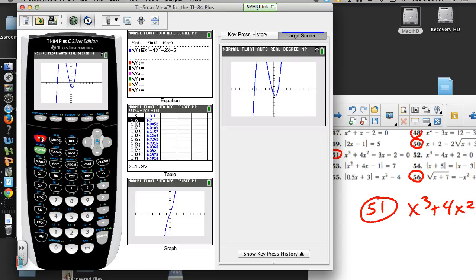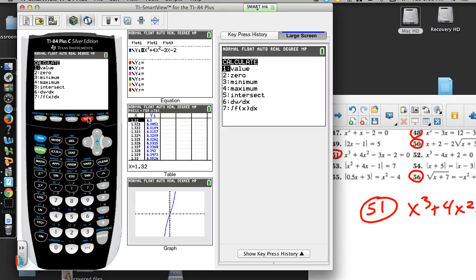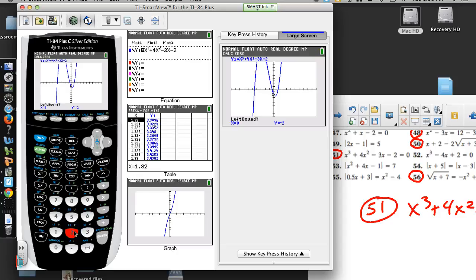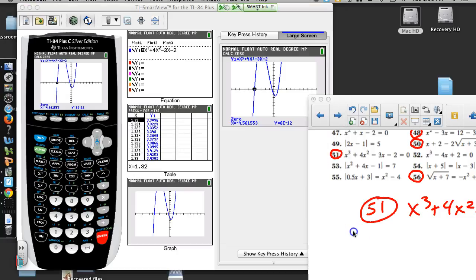So second, trace, and number 2, zeros. We need to figure out where Blinky is, and Blinky's way down there at 0, negative 2. So I'm going to have to hit my left arrow several times to get Blinky back to where Blinky needs to be. Now Blinky is below the axis, and I press enter, and then I hit the right arrow until I'm above and press enter. So there's the first one. Negative 4.562 approximately.